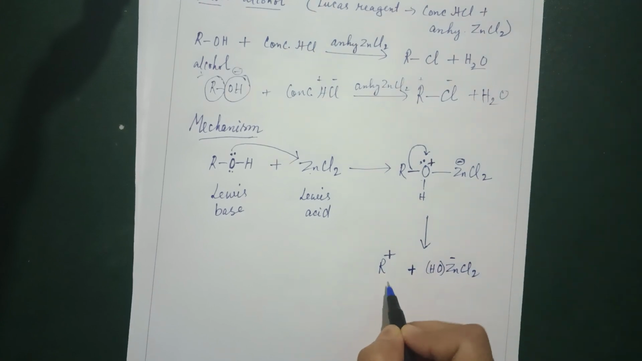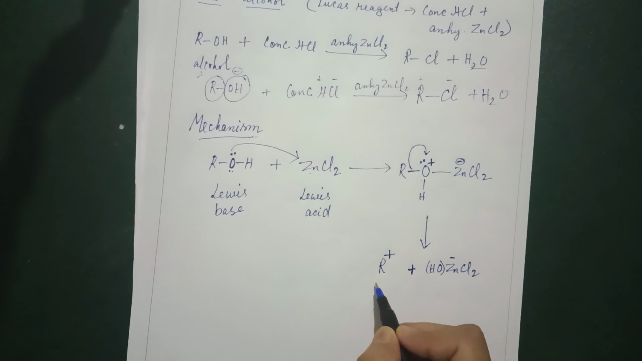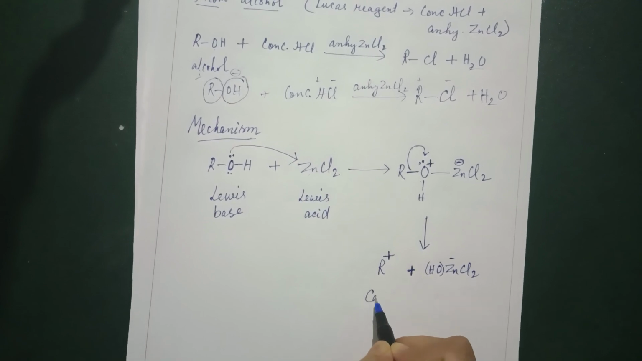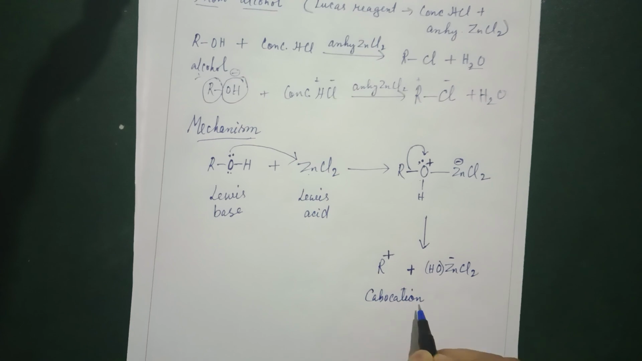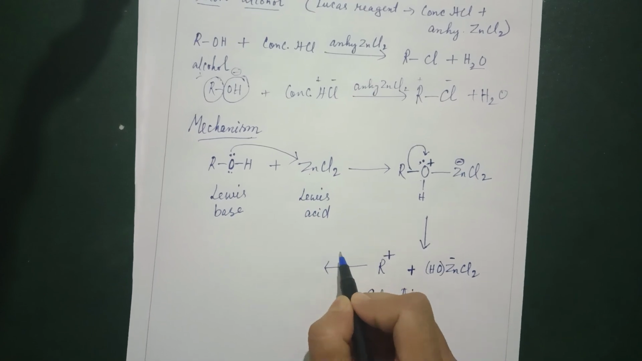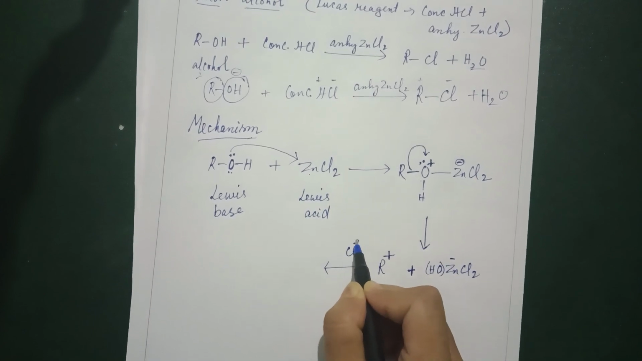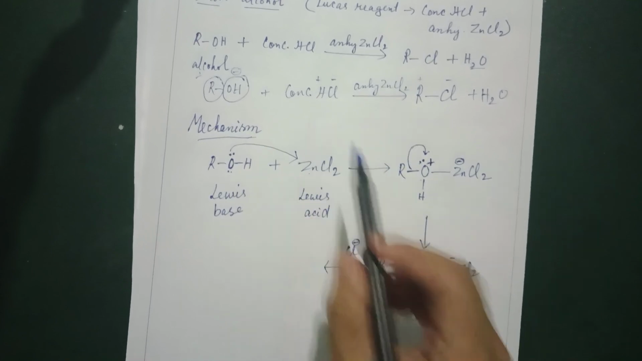Now see, R plus is formed. R means what? Alkyl group. What is alkyl? Alkyl means carbon. Carbon carrying a positive charge is called a carbocation. It is an intermediate, which is also a very reactive species. So it will try to react with Cl minus. From where did the Cl minus come? From HCl.